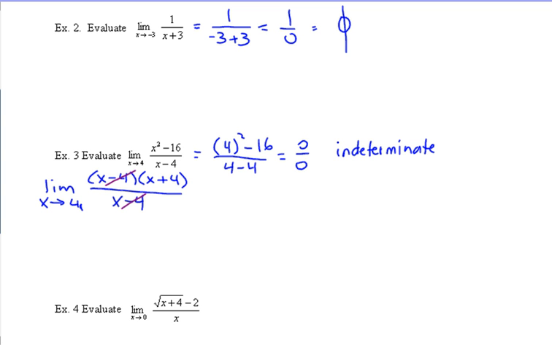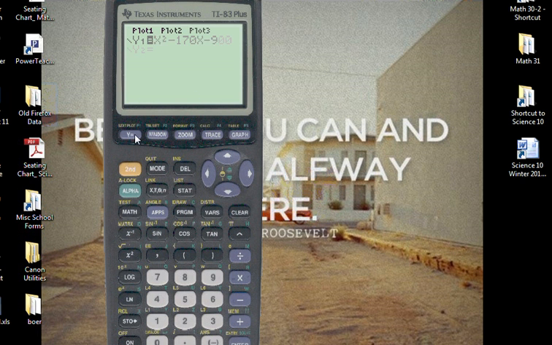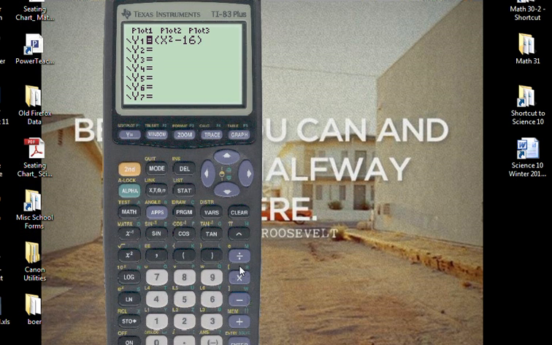So if I graph this equation, let's graph this thing. If you have a graphing calculator, graph this. X squared minus 16, yeah, because of the difference of squares, over x minus 4.